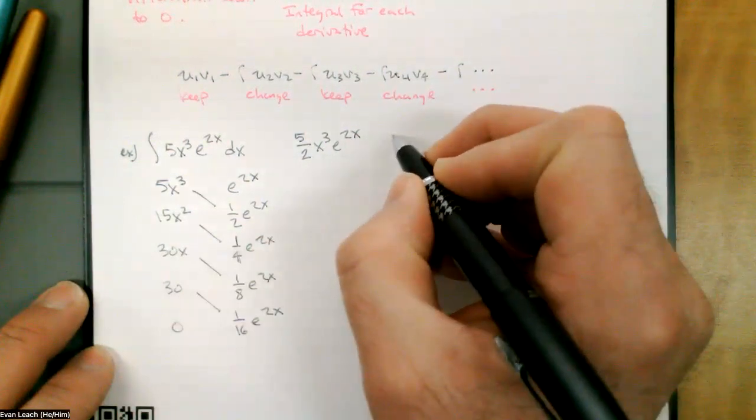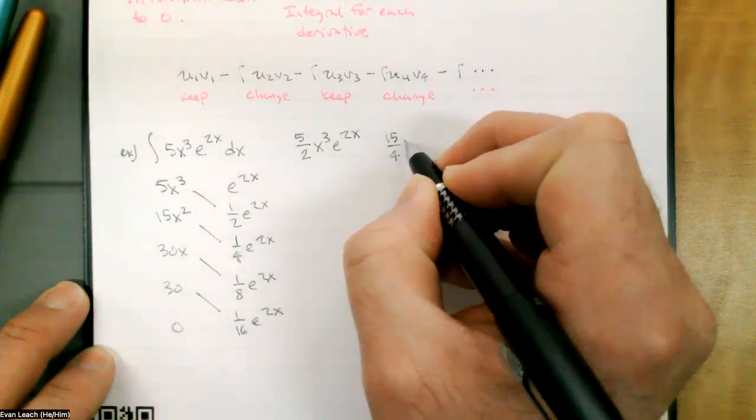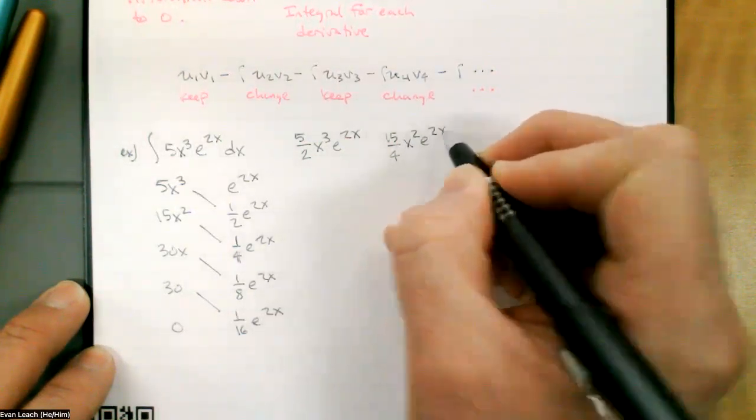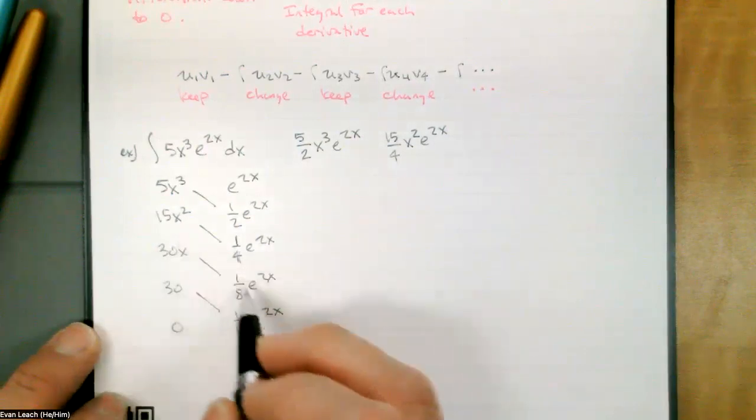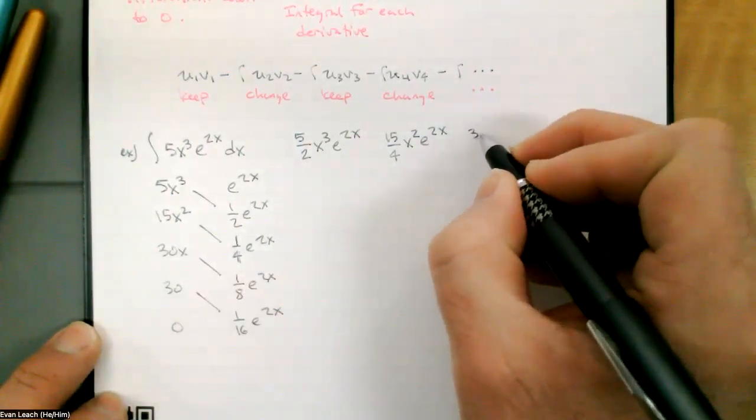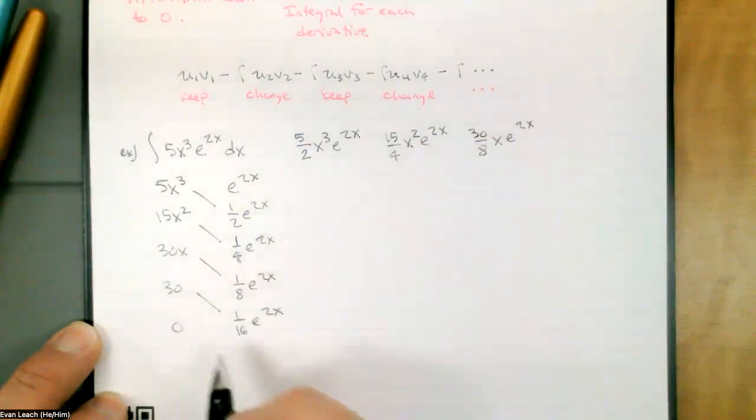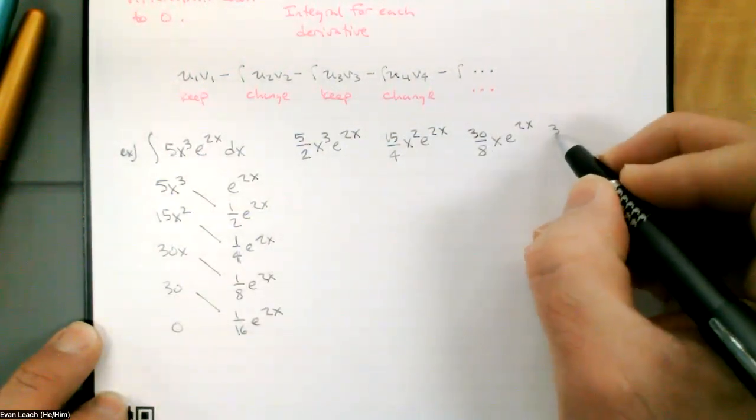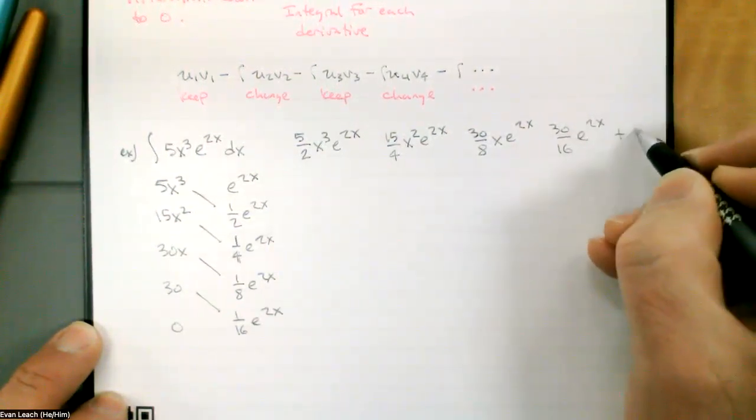The next term is a 15/4 x squared e to the 2x. Notice I did not write a sign in between, because they're going to alternate. Keep the sign, change the sign, keep the sign, change the sign. If it was negative, I would put that down, because I have to know what I'm going to keep or change. Then a 30/8 x e to the 2x. And then 30/16 e to the 2x, and then plus c.